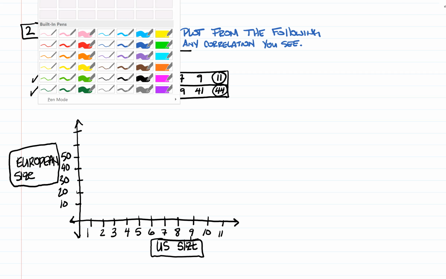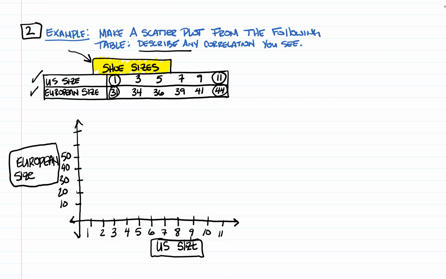If I'm just making a scatter plot, then all I want to do is get some kind of a comparison. So 1 is worth 31, so that's probably about there. 3 is worth 34, so that's probably right about there. Okay. 5 is worth 36. That's also really close. 7 is worth 39, so just below the 40. Okay. 9 is worth 41, so just above it. And then 11 is worth 44, so right above there.